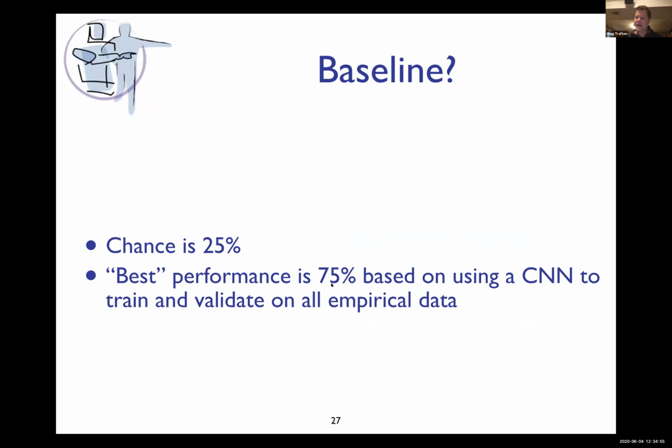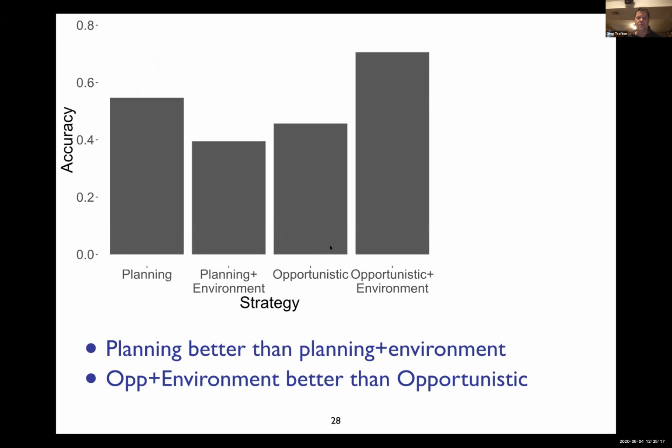The way that we arrived at that is using a CNN to train and validate on all the empirical data. There's obviously 25% that we cannot capture and don't know right now. I'm happy to say a little bit about that later. But right now we're trying to match somewhere between 20% and 75%. That's our goal.